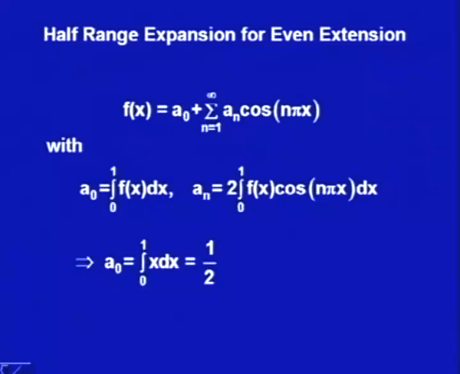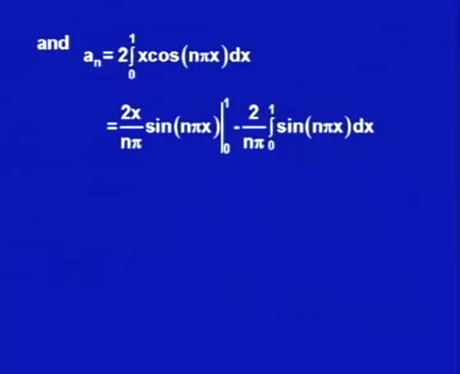A naught would be the integral from 0 to 1 of x dx, that is half, and a n would be 2 times the integral from 0 to 1 of x cos n pi x dx. Evaluate this integral by parts. You get 2x by n pi sin n pi x evaluated from 0 to 1, minus 2 upon n pi times the integral from 0 to 1 of sin n pi x dx, because x is the first function and its derivative is 1, and cos n pi x is the second function, whose integral is sin n pi x upon n pi.